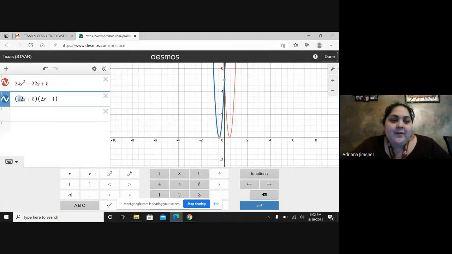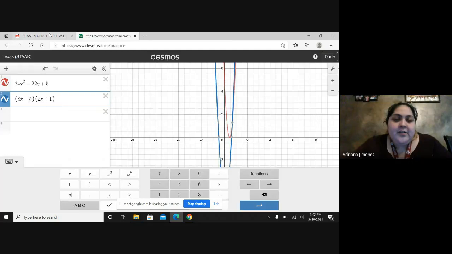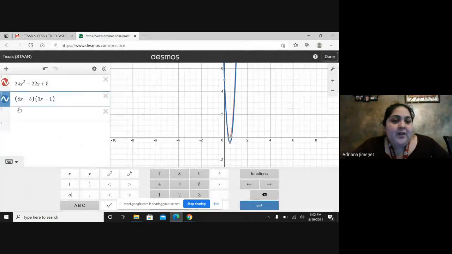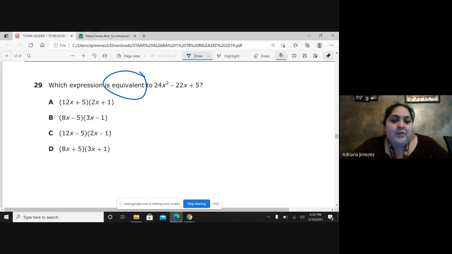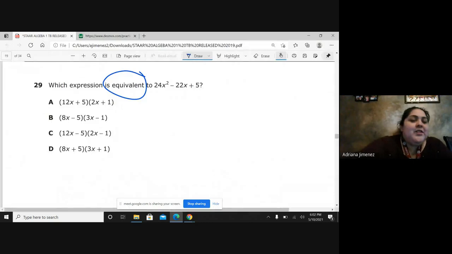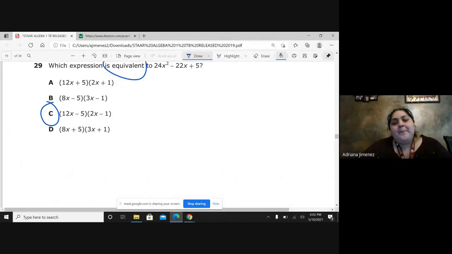8x minus 5. And then the other parenthesis says 3x minus 1. It's close, but not really there. Okay. All right, let's do 12x minus 5. So let's change this to 12x. And then this one would be 2x minus 1. Hey, it matches up perfectly, so that's my answer. Okay, we just type it in until we get a match.